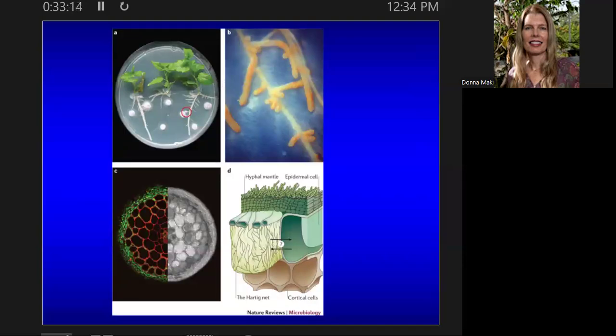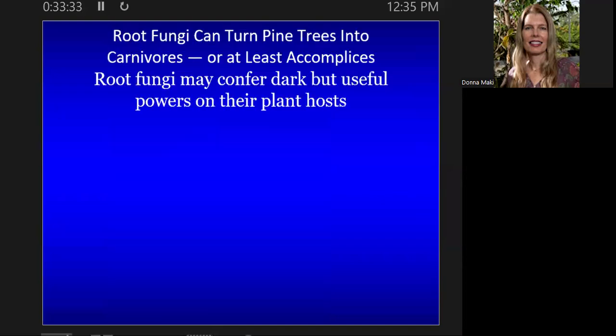And what they're doing here is they're assessing how this relationship forms. How do they decide that they want to partner up? And there's a lot of chemical communication going on, making sure that they're both on the same page, so to speak, and they're willing to partner up and form this relationship. And so they've done a lot of these studies, and they have sequenced Laccaria bicolor, its whole genome.